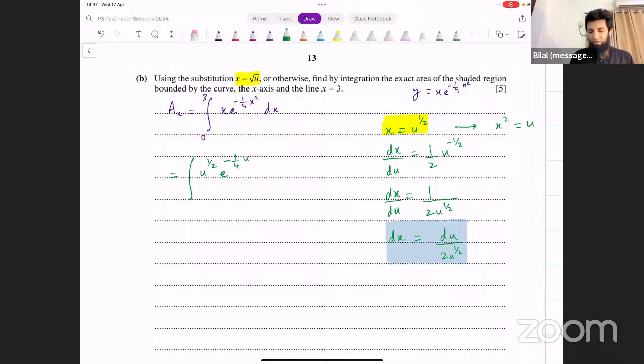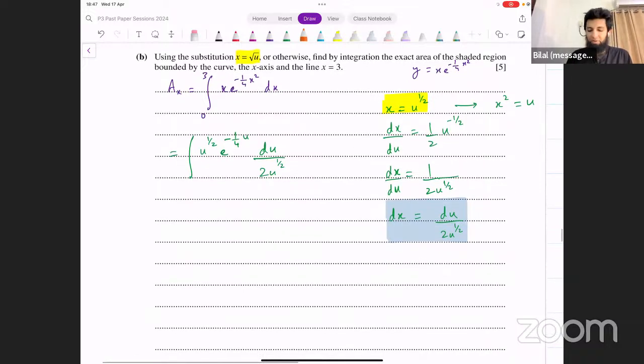And then you have dx. What is dx converted to? In place of dx, you have to put du over 2u raised to power 1 over 2. And everything is converted to u now. Now, you can see there's some cancellation happening here. U raised to power 1 over 2 and u raised to power 1 over 2 get cancelled, and we're left with 1 over 2. You could write this 2 outside. This is just a constant, so it's okay to write it outside if you want. 1 over 2 into integration of e raised to power minus 1 over 4 times u du. That's what we get.